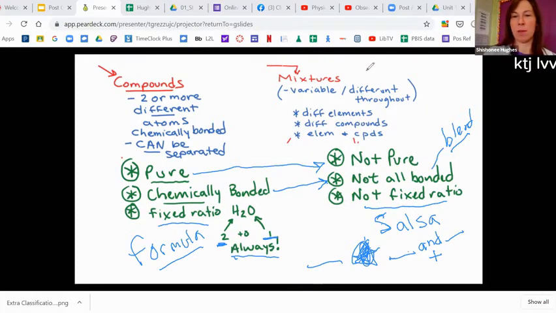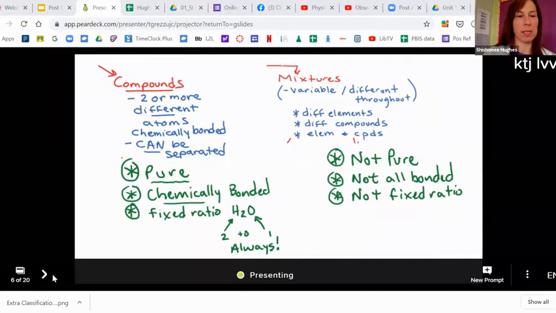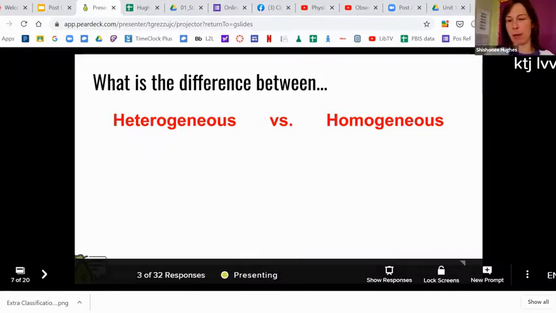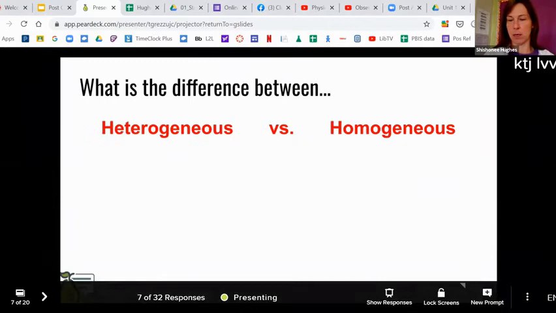All right, I'm going to clear that. And then our last one for vocabulary today, heterogeneous mixture and homogeneous mixture. Let's see what you have for your thoughts on that. Heterogeneous and homogeneous mixture.